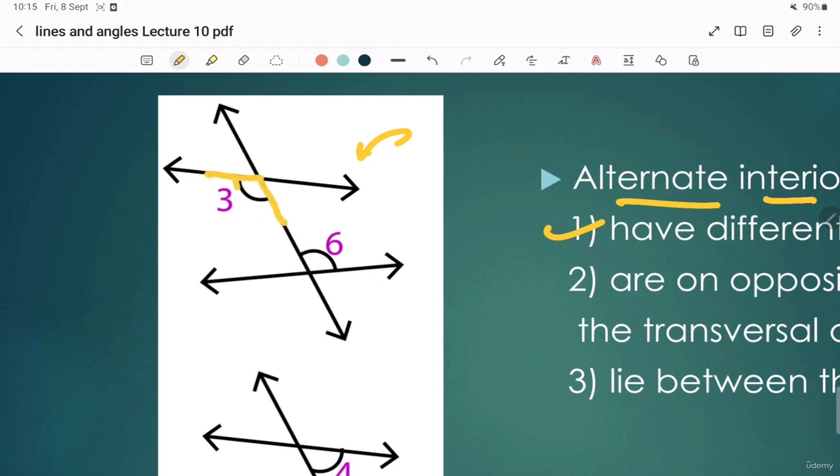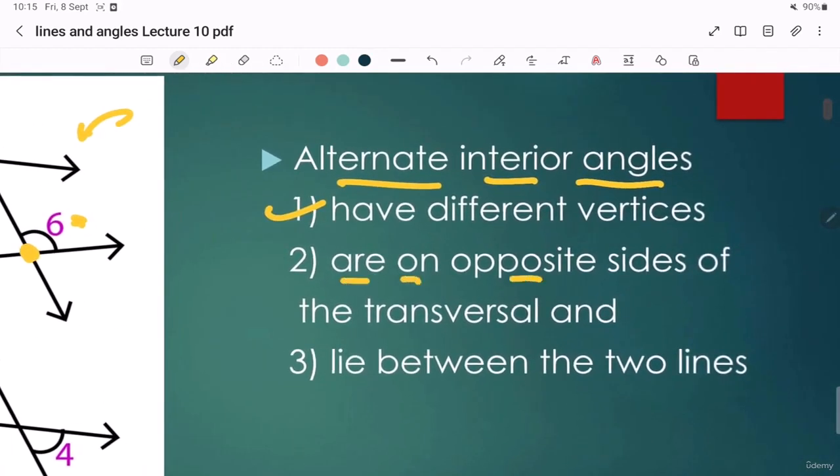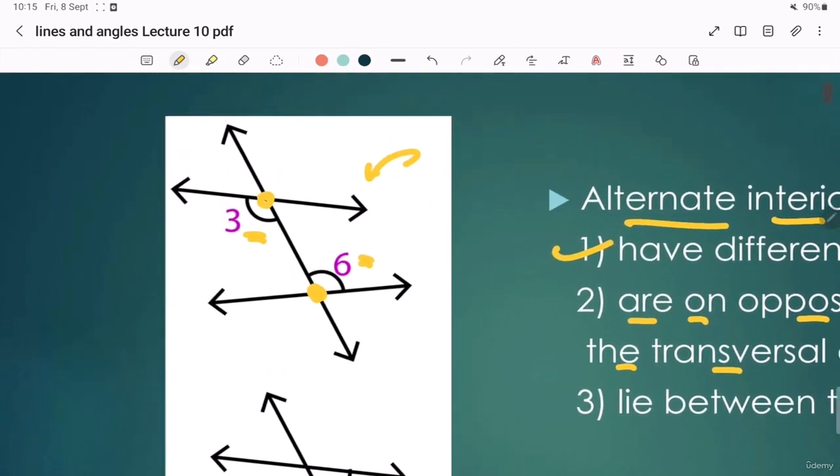Angle 3 is this, its vertex is this. Angle 6 is this and its vertex is this. Both of these angles have different vertices, are on the opposite sides of the transversal. This is transversal, and angle 3 and angle 6 are on the opposite sides of the transversal. Angle 3 is on the left side and angle 6 is on the right side.